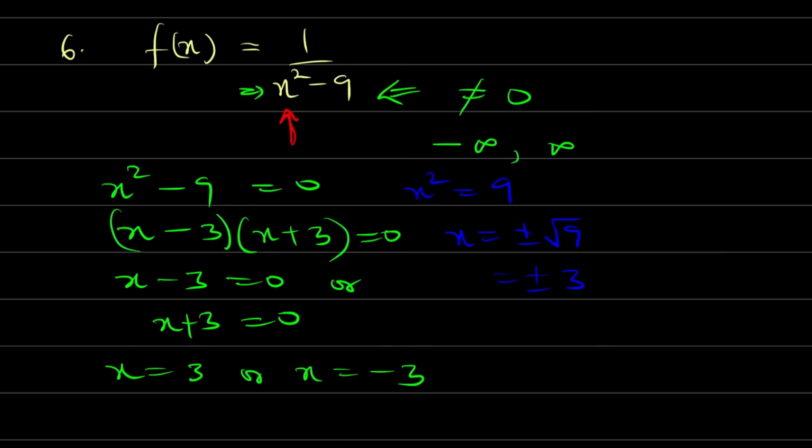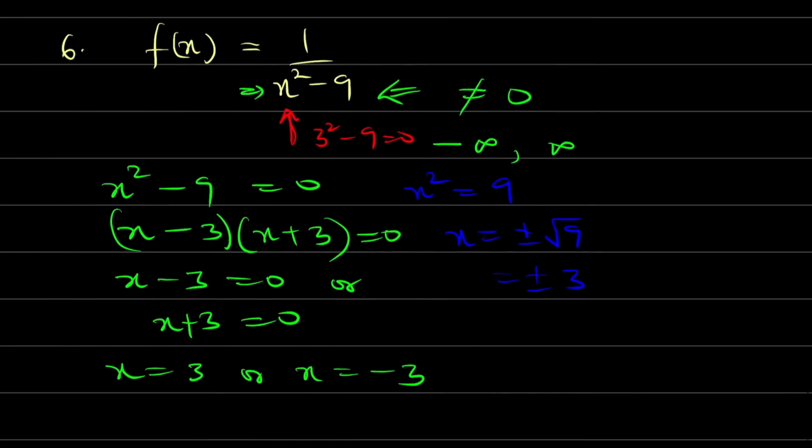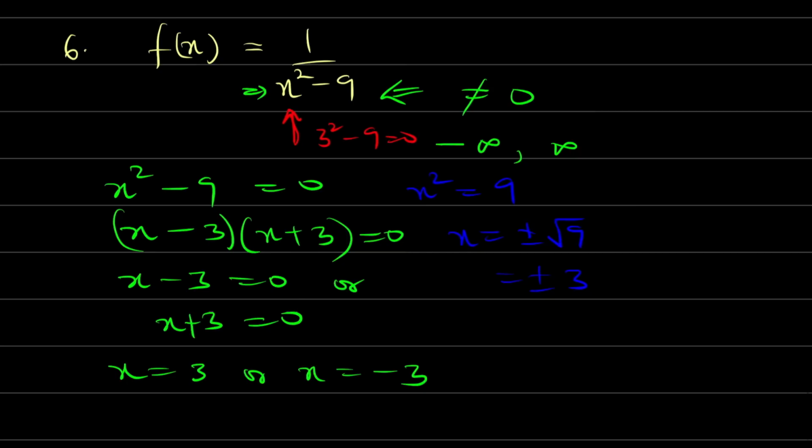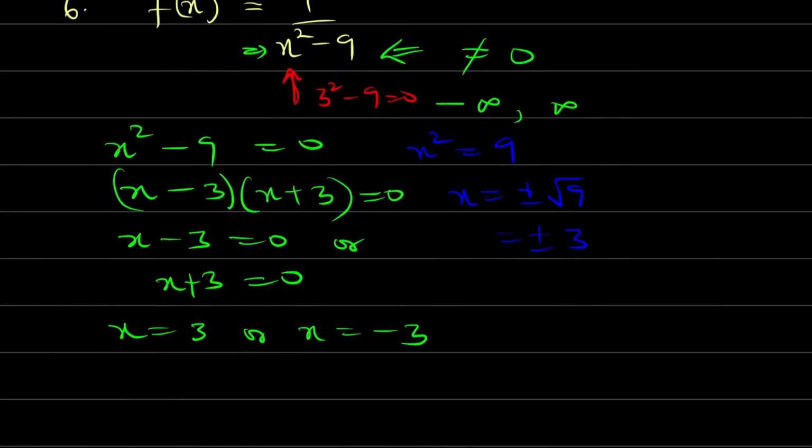For instance, let's test with 3. You will simply have 3 squared minus 9, which is 0. If you put negative 3, you still get minus 3 squared, which is 9. Then 9 minus 9 is still 0. So we don't want that to happen. So after getting our value, we then use the interval notation to represent our final answer.